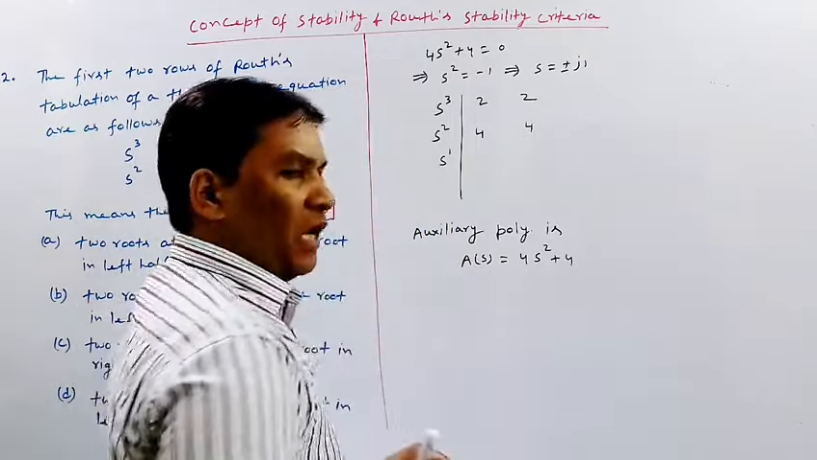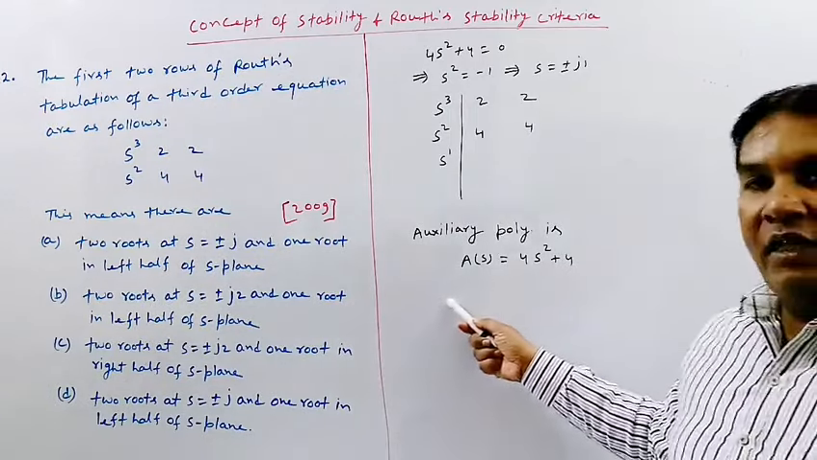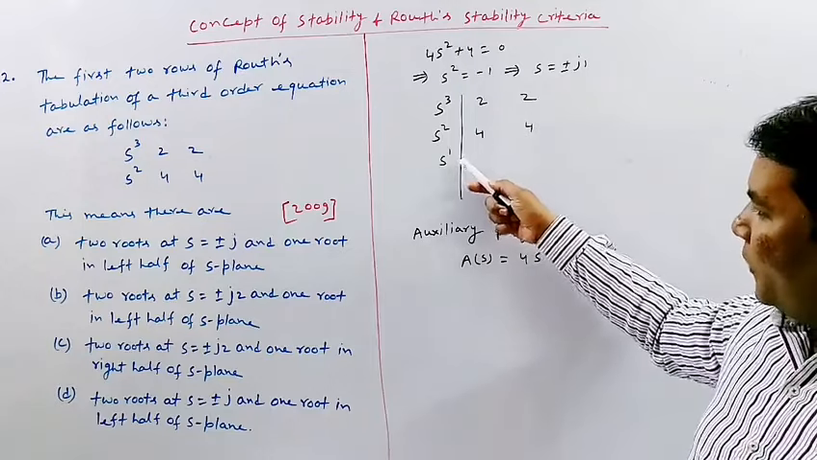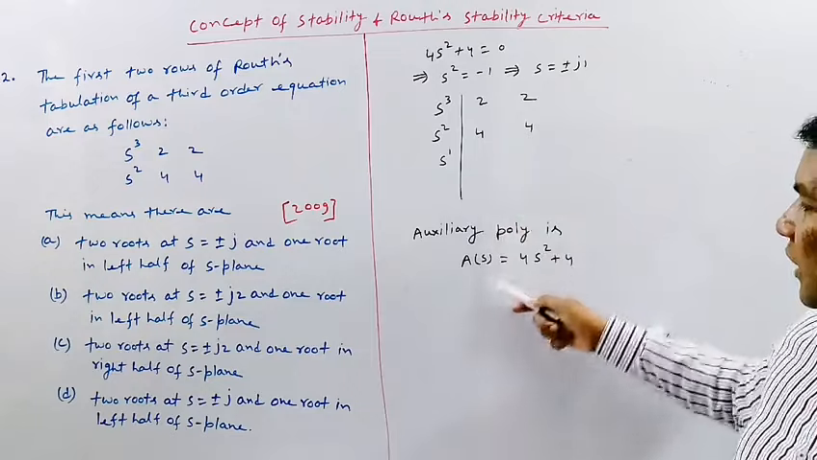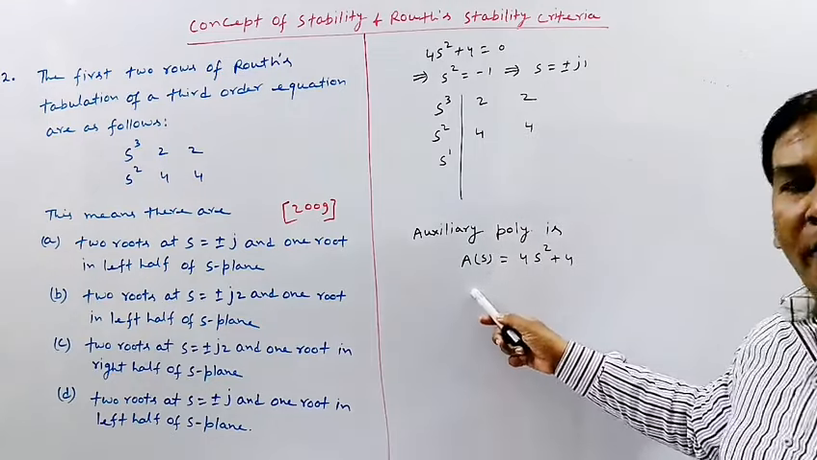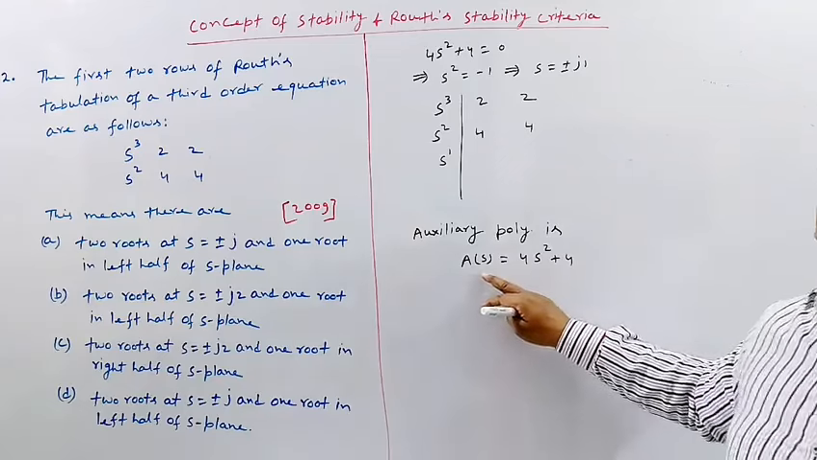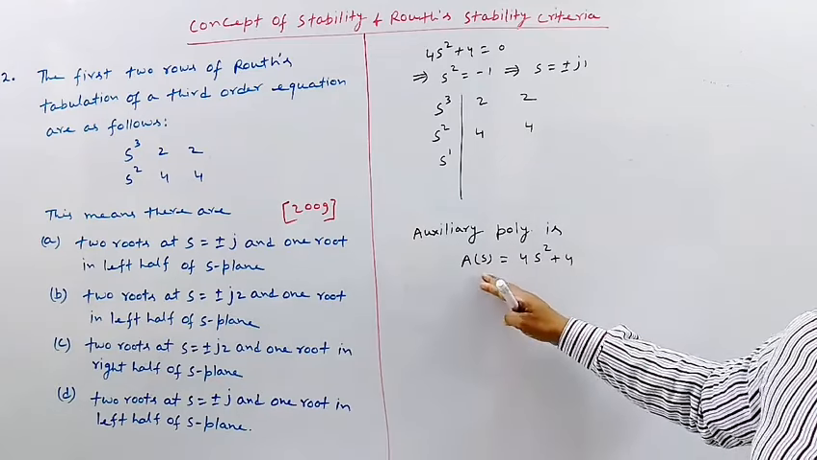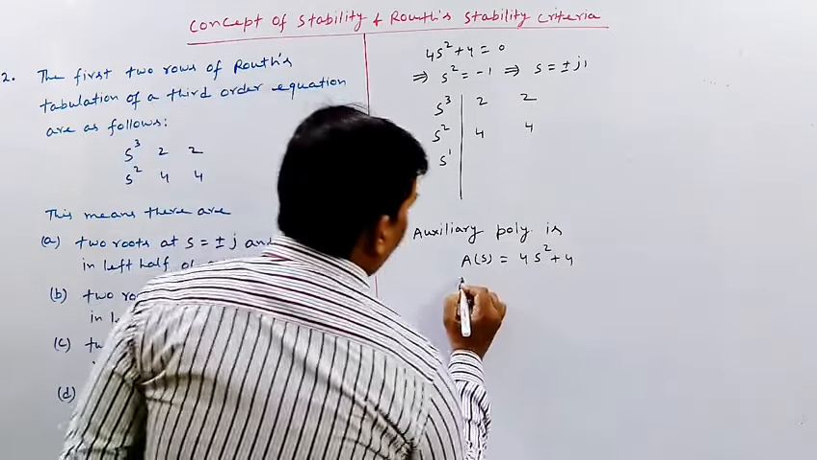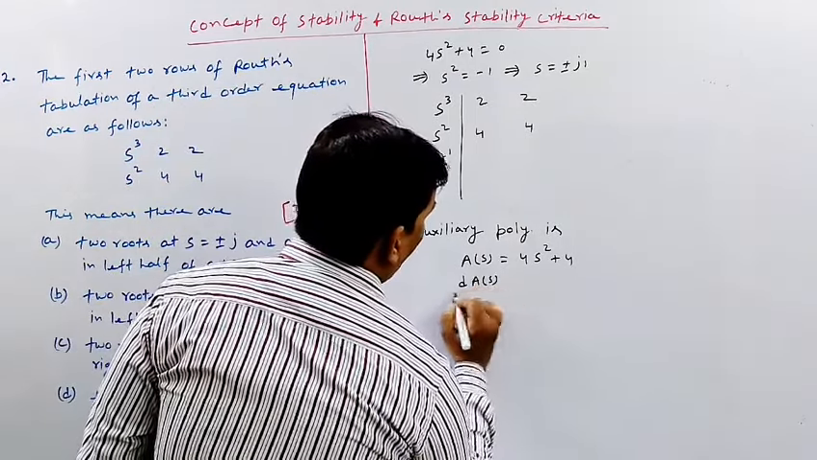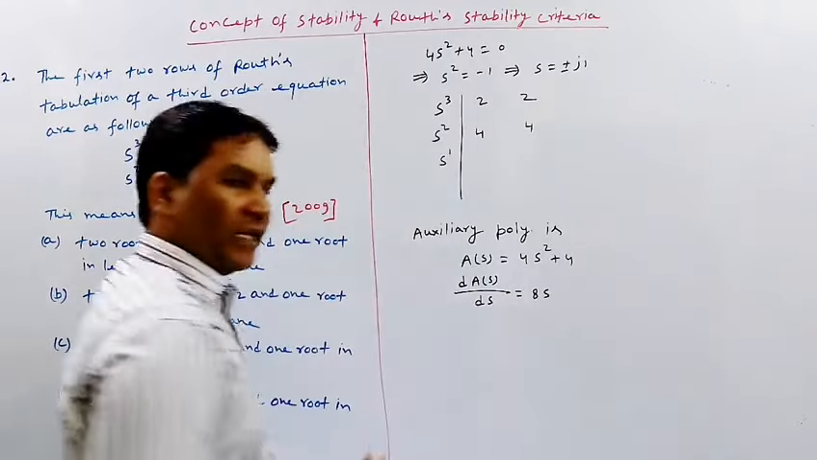So now what we have to do, we have to differentiate this auxiliary polynomial and then we have to replace the element of the row of zeros by the coefficients of the element of the row which is coming after differentiation of this auxiliary polynomial. So let us differentiate this. After differentiating this auxiliary polynomial, it comes 8s, only 8s.